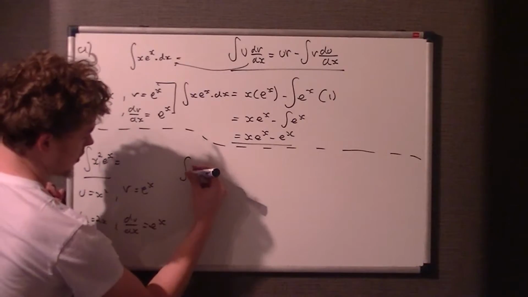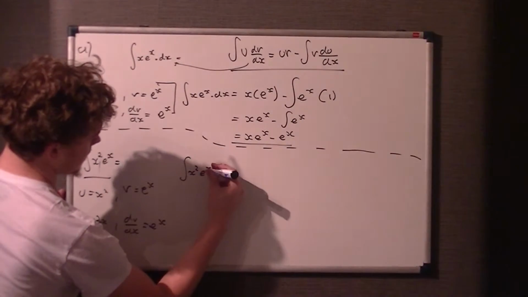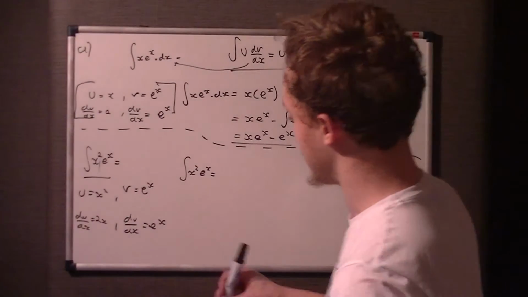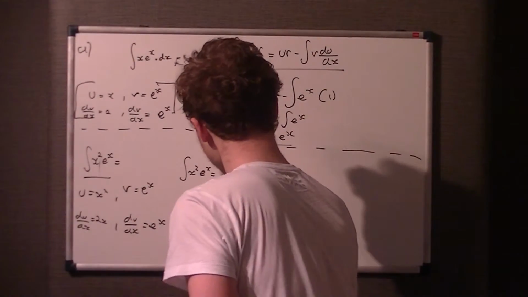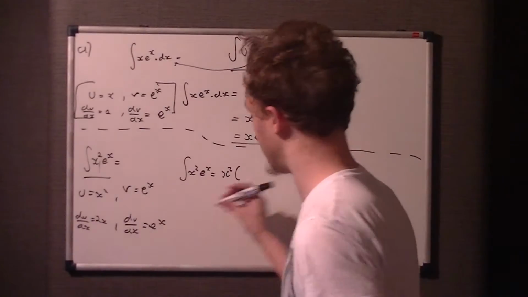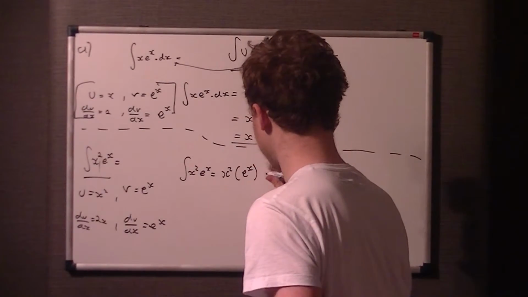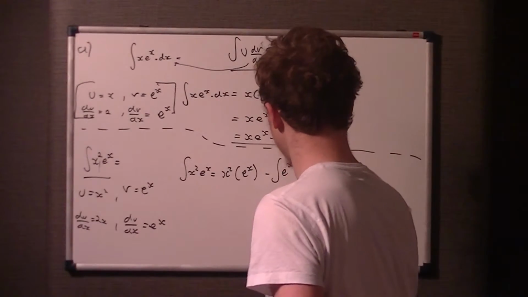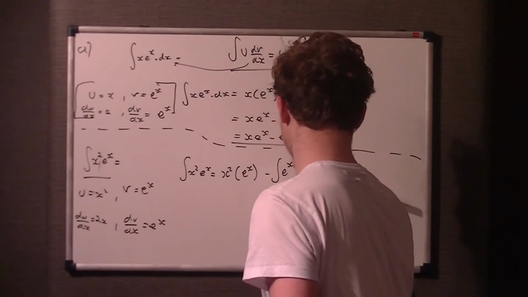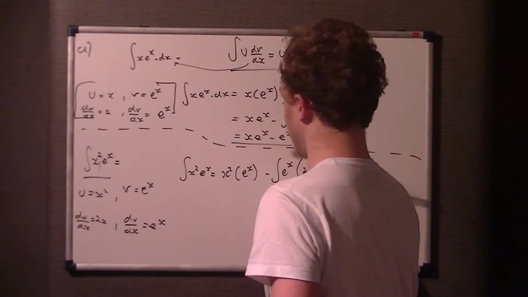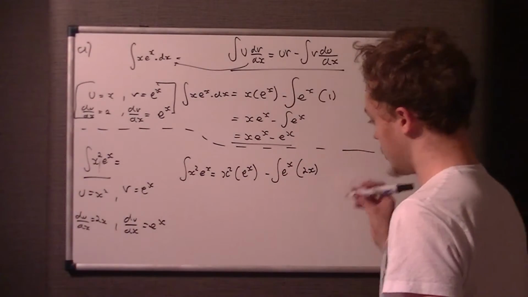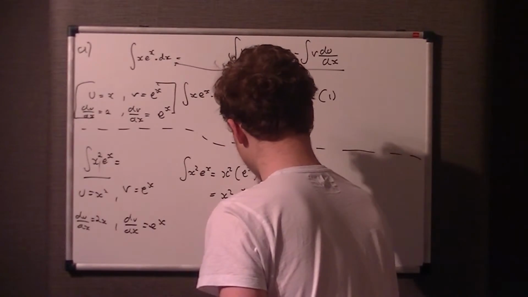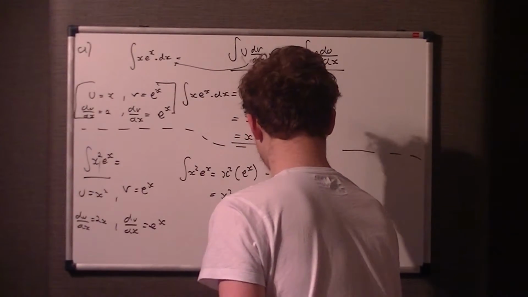So the integral of x squared e to the x is equal to u, which is x squared, times v, which we said is e to the x, take the integral of v, which we know is e to the x, times du/dx, which is 2x. Alright, so let's carry on as normal so far. So x squared e to the x, take the integral of 2x e to the x.